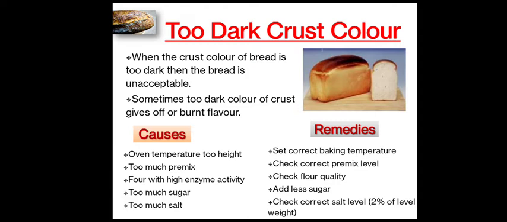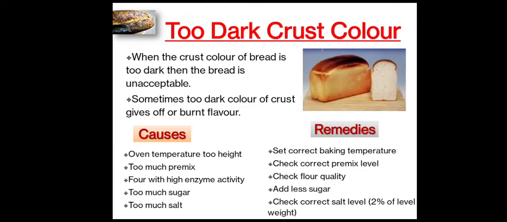Next fault is too dark crust color. When the color of bread becomes too dark, it becomes faulty. When the crust color of bread is too dark, then the bread is unacceptable. Sometimes too dark crust gives off a burnt flavor.